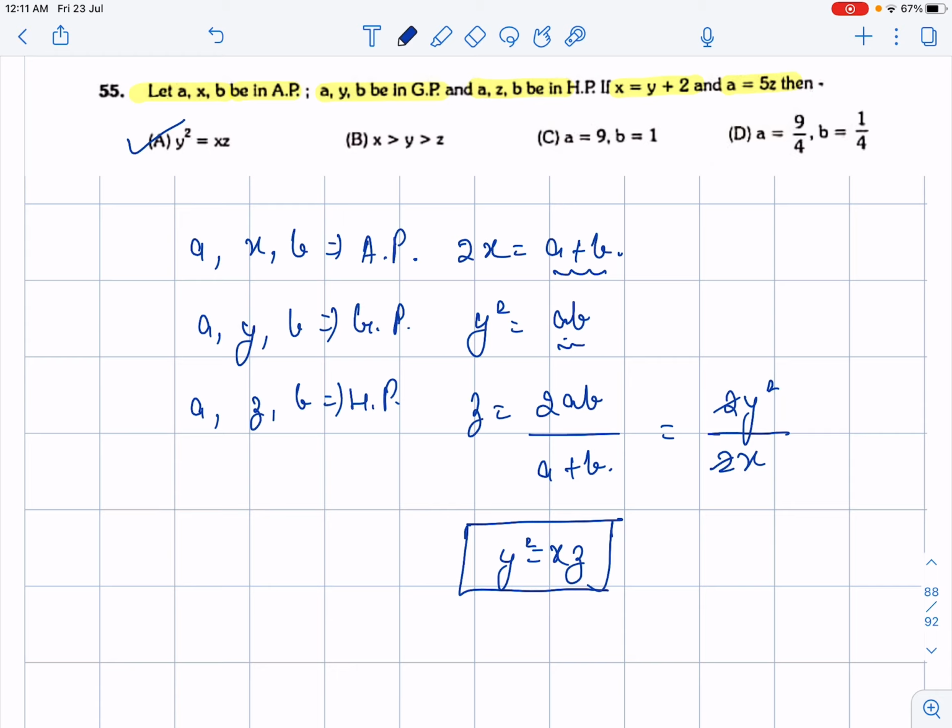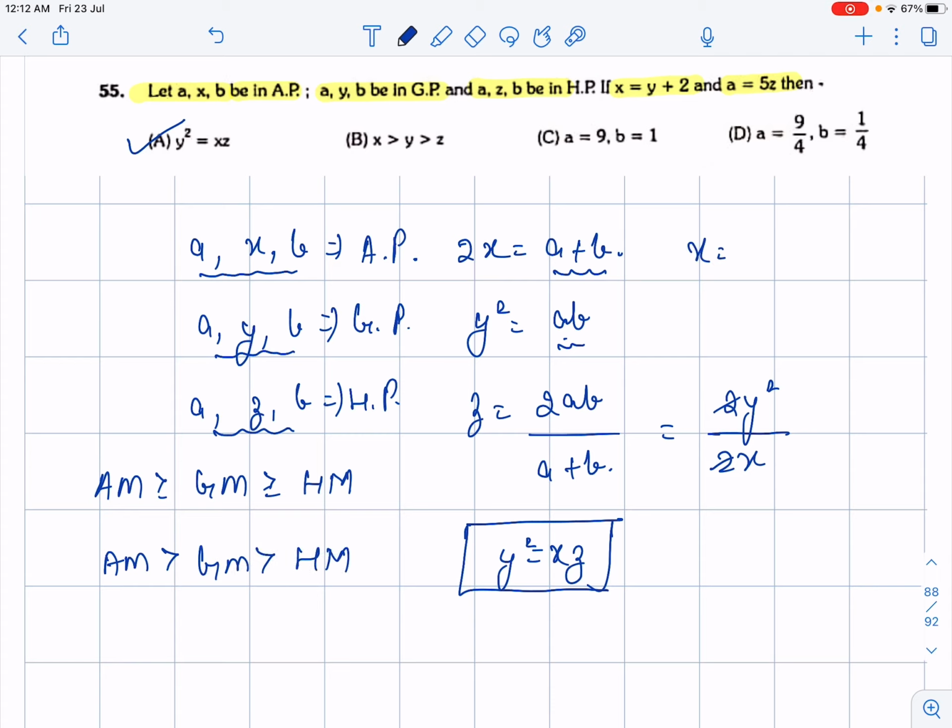Now guys, since this is an arithmetic progression, this is a geometric progression, this is a harmonic progression, we know that arithmetic mean is greater than or equal to geometric mean is greater than or equal to harmonic mean. Equality holds when the numbers are equal, that means a and b are equal, but a and b are not equal, so arithmetic mean will be greater than geometric mean will be greater than harmonic mean.